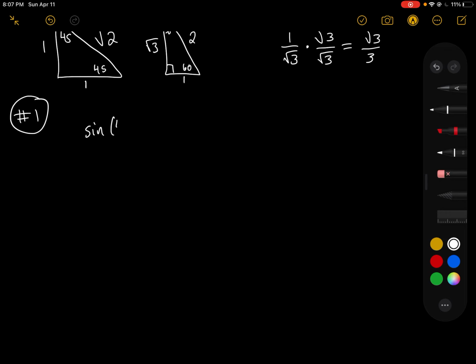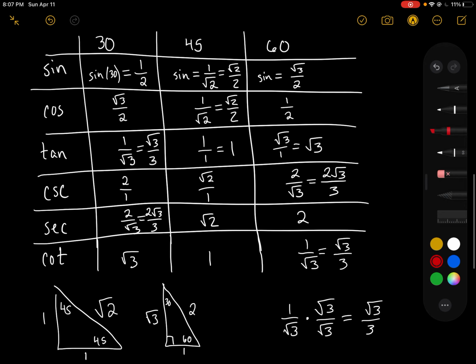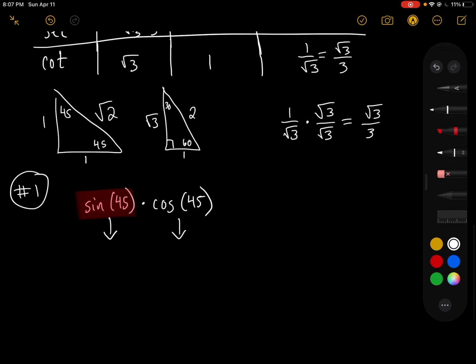So the way that we really kind of see these things applied is they're going to do some operations for us. So we'll do 2 example problems. So they're going to say, don't use a calculator and solve the following expression. And again, not punching this into a calculator, we need to know, based off that chart of values, what does each of these things equal?